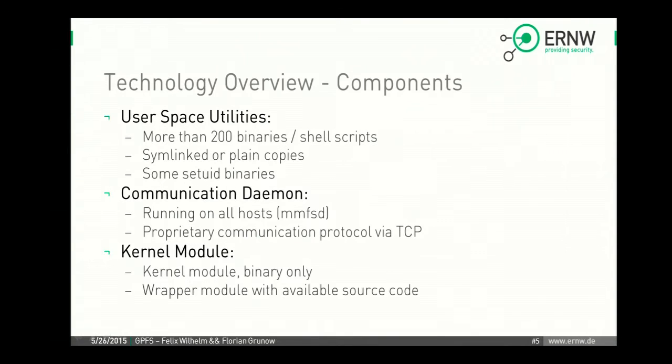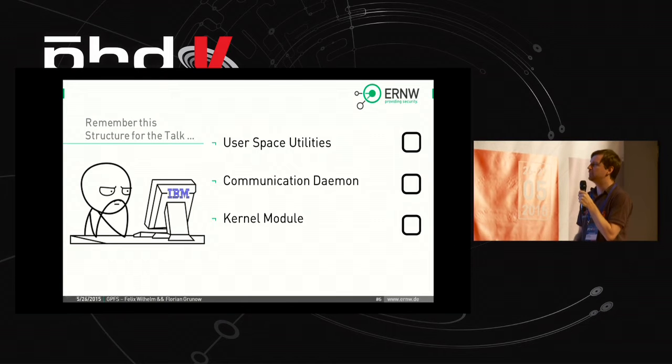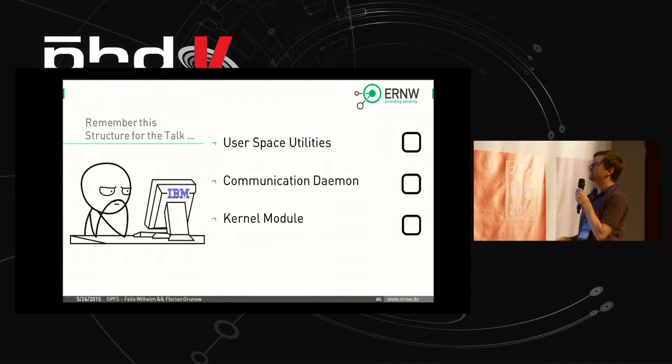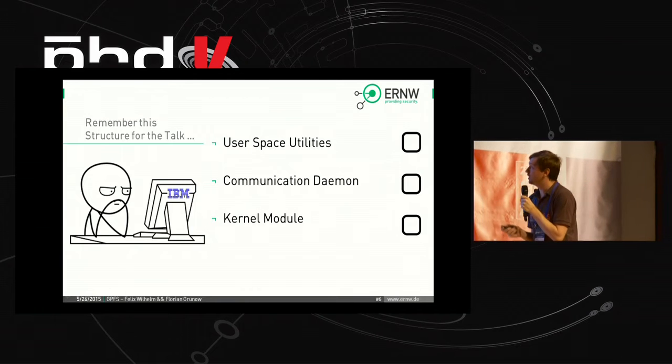Okay, so coming from this, user space utilities, communication daemon, and the kernel module, we need you to remember this structure. We've built up a small checklist for you, so remember this structure in your talk.